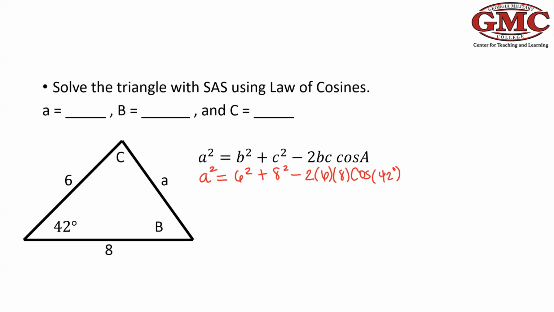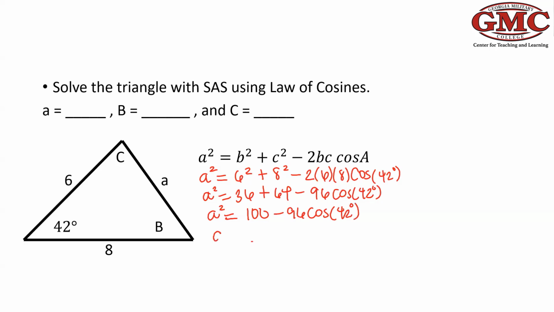Let's go ahead and solve this. a squared equals 6 squared, which is 36, plus 8 squared, which is 64, minus 2 times 6 times 8, which is 96, and we're going to keep the cosine of 42 degrees. From this point, we can put this into our calculators, or we can simplify it further. We know that 36 plus 64 is 100. We're going to keep the 96 cosine of 42 degrees. Then we can put this into our calculators at this point.